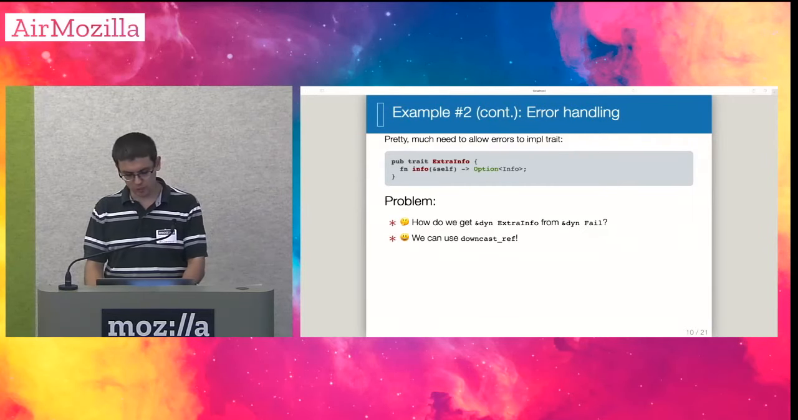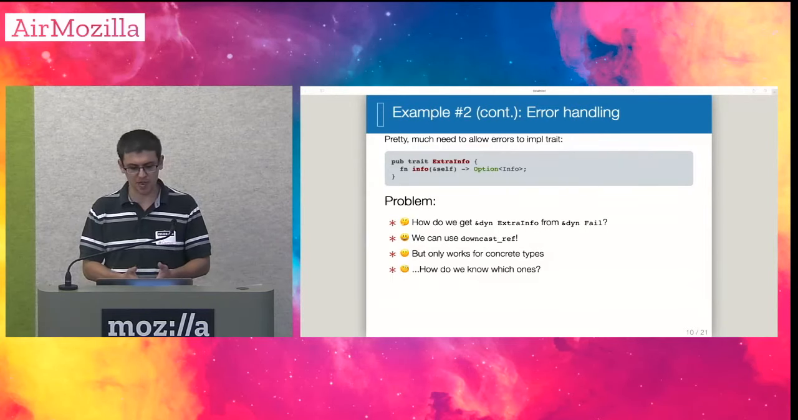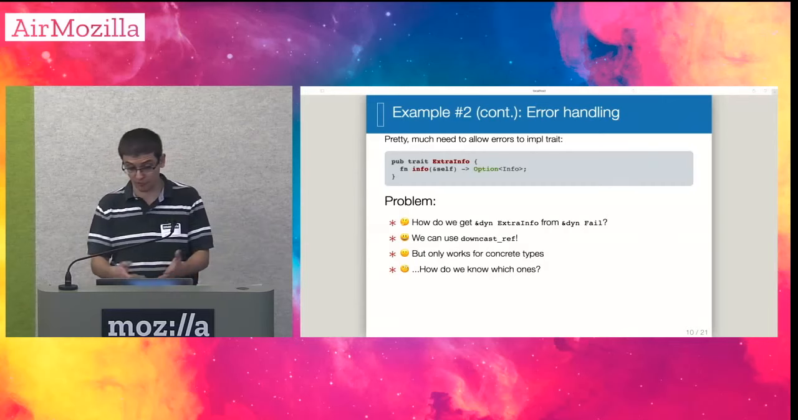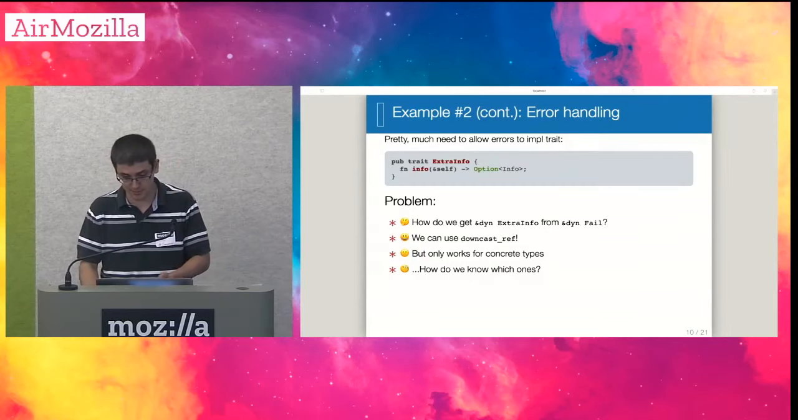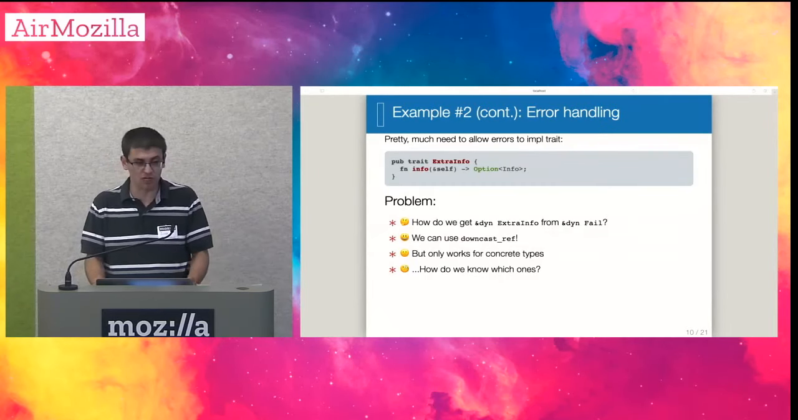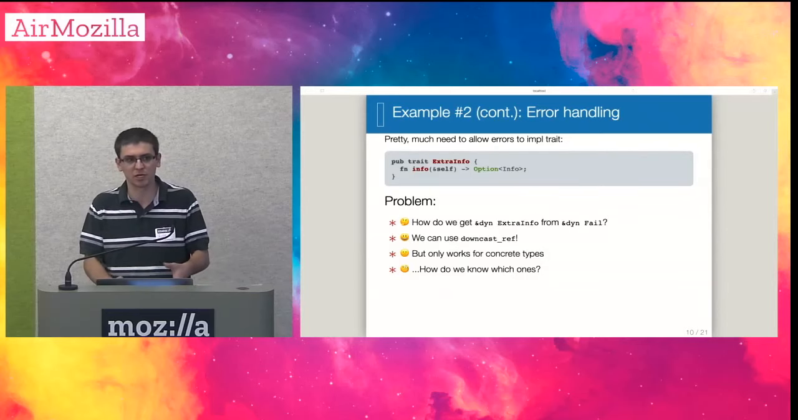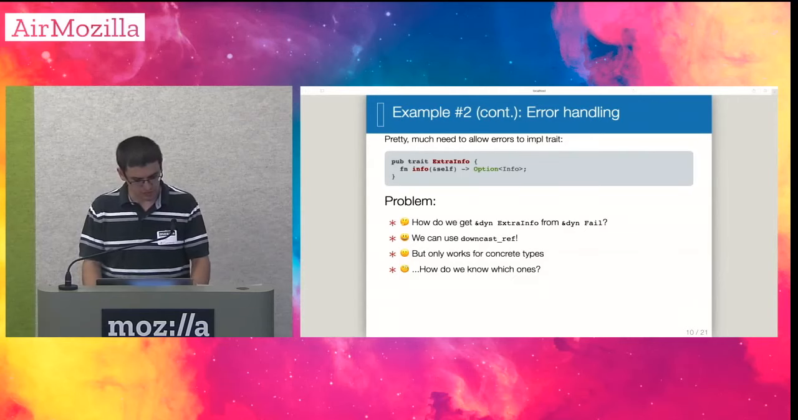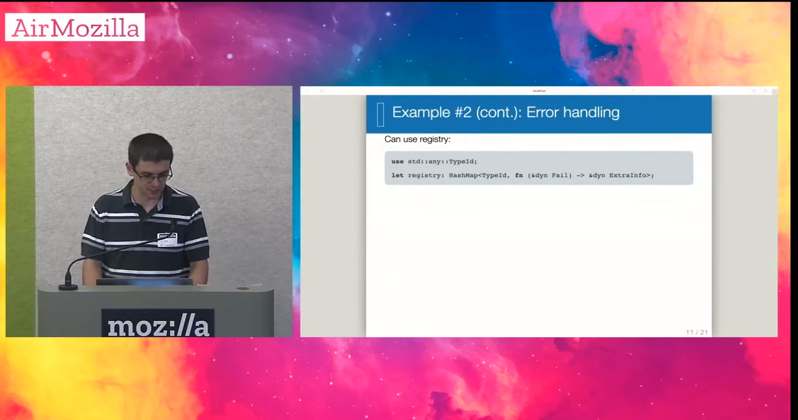But downcasting only works for concrete types. So how do we know which concrete types we have? Because remember, everybody is free to declare as many error types as they want. So we don't really know. Our error subsystem doesn't have the whole list of all the error types we're using. So that was problematic.